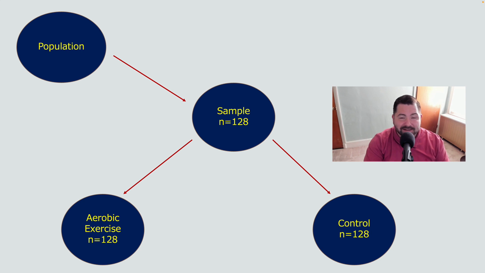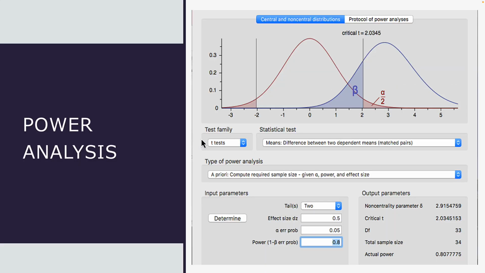The key here is that the same group of people are experiencing all possible conditions, whereas in the independent samples t-test, you only experienced one. So moving forward with our power analysis, we're still sticking with the t-test family. The statistical test that we want in this case is the difference between two dependent means, or matched pairs. They're dependent because the same people are being assessed at more than one time point or in more than one condition.